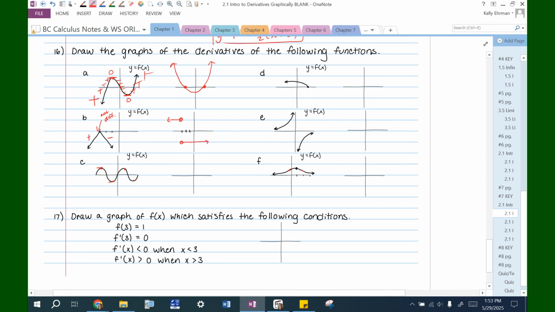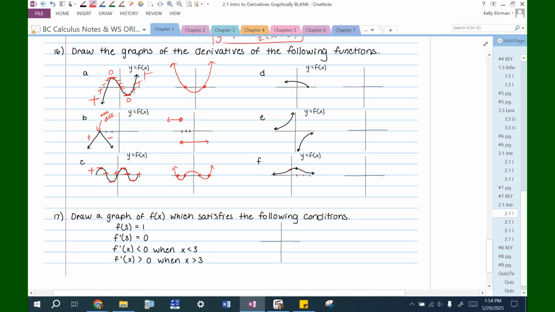We have 0, 0, 0, 0. So that's 2 zeros on the left, 2 zeros on the right. Starts out positive, then goes negative, positive, negative, positive.